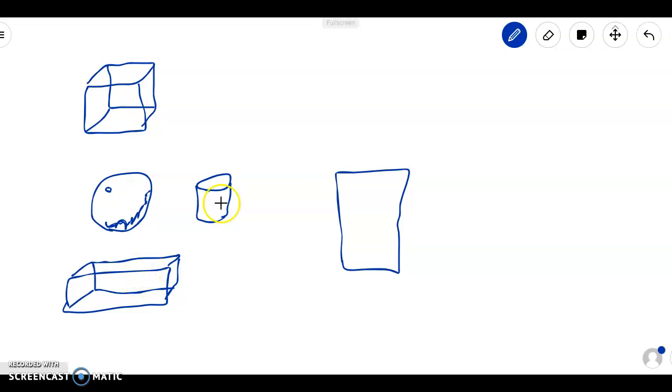Okay, so let's go on a shape hunt. Let's look for 2 of each of these 3D shapes and draw them. And you can take a picture and upload it. And I hope you have fun with this.